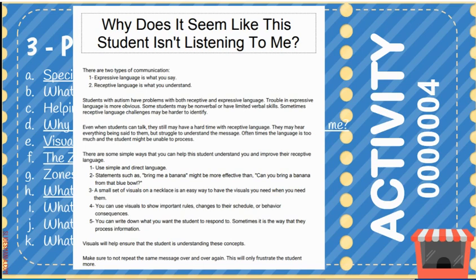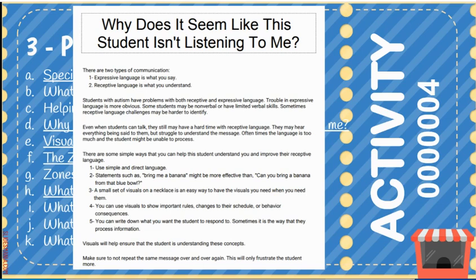And so we have some tips here. When we talk to students, they might be hearing what you say, but not understanding. And that's the key to receptive language, it's about the understanding portion. Here are some simple ways to help improve receptive language. One, use simple and direct language. So a statement such as, bring me a banana, might be more effective than extending that to a full comprehensive sentence or request. Can you bring a banana from the blue bowl? That has a lot of other words in it. We just want to be simple and direct.